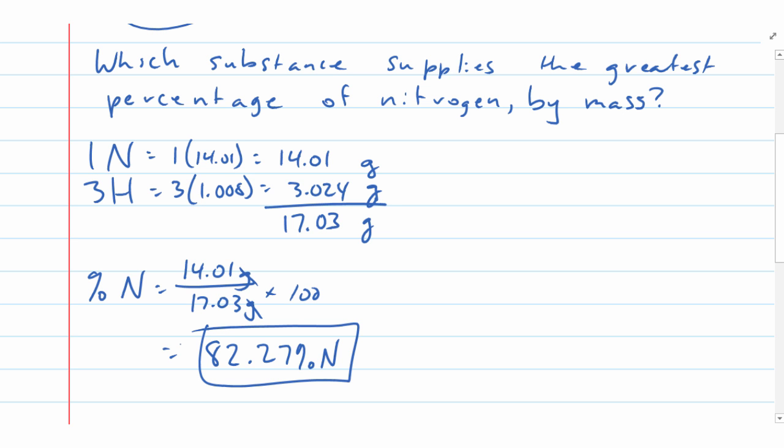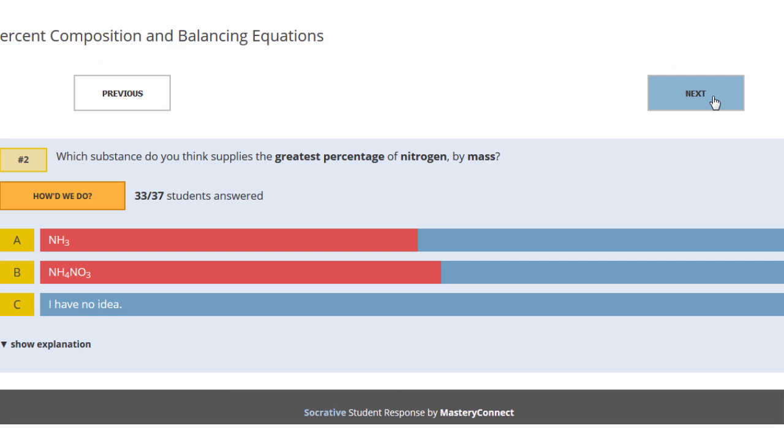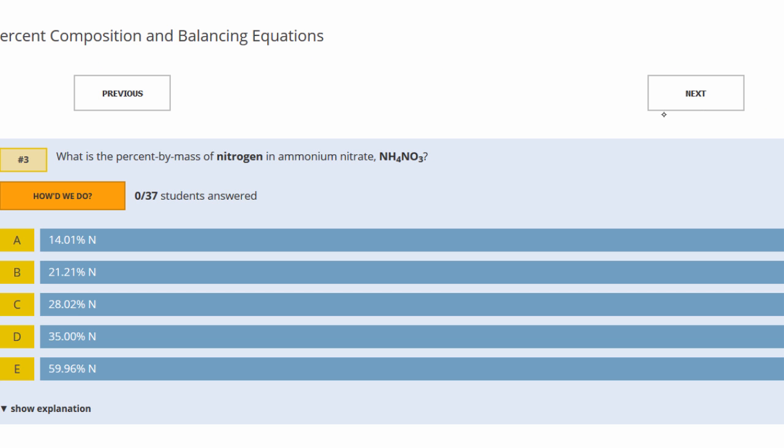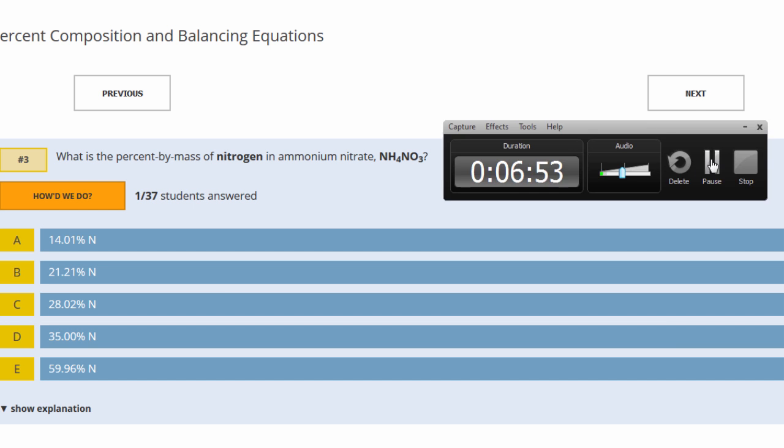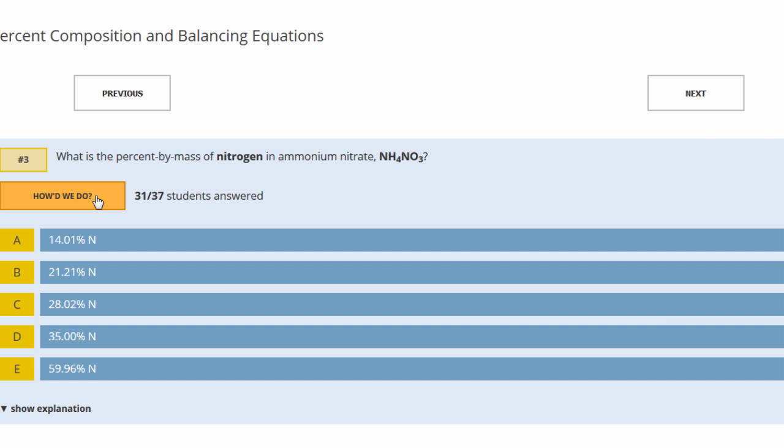for the ammonia. Now, you go ahead and calculate the percentage of nitrogen for the ammonium nitrate. And once you get that, that is your next question on the Socrative app. What is the percent by mass of nitrogen in ammonium nitrate? 3, 2, 1. Correct answer is 35.00%.